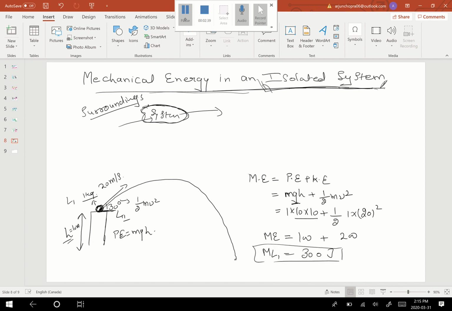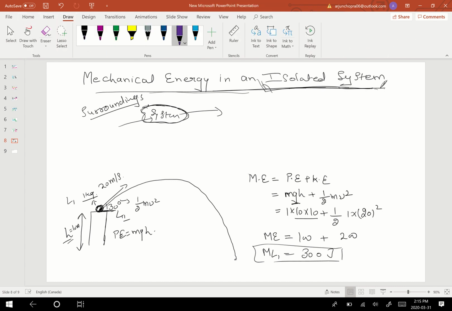So when you throw, if it is an isolated system, when you shot this projectile, the total mechanical energy, even at location 2, and this is the location 2, will also be 300 joules. And if this is the location 3, the mechanical energy at location 3 will also be 300 joules. In fact, the mechanical energy throughout will remain 300 joules. At this place it will remain 300, at this place, everywhere it will remain as 300 joules. But what's gonna change? The thing which is gonna change is the potential energy and the kinetic energy.